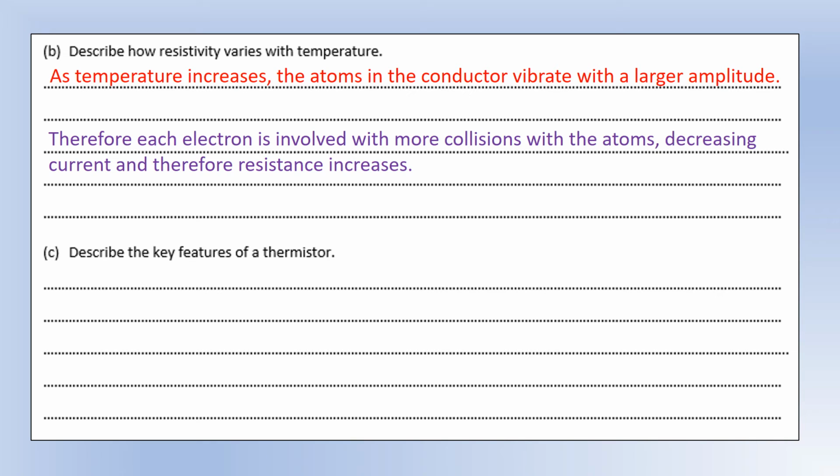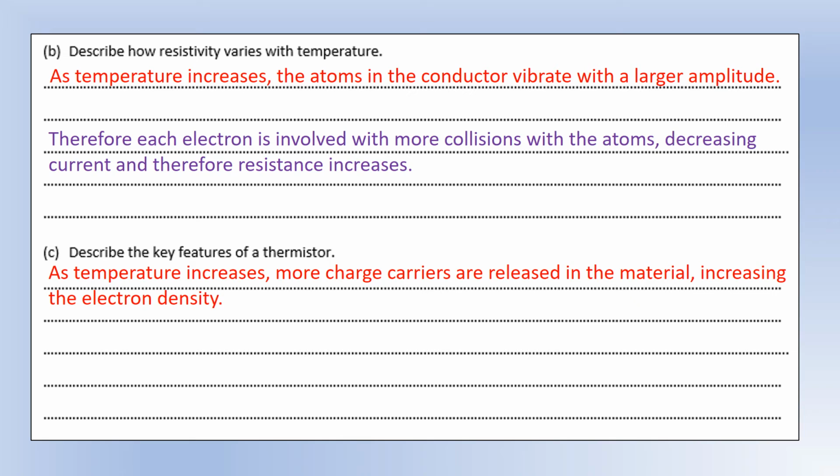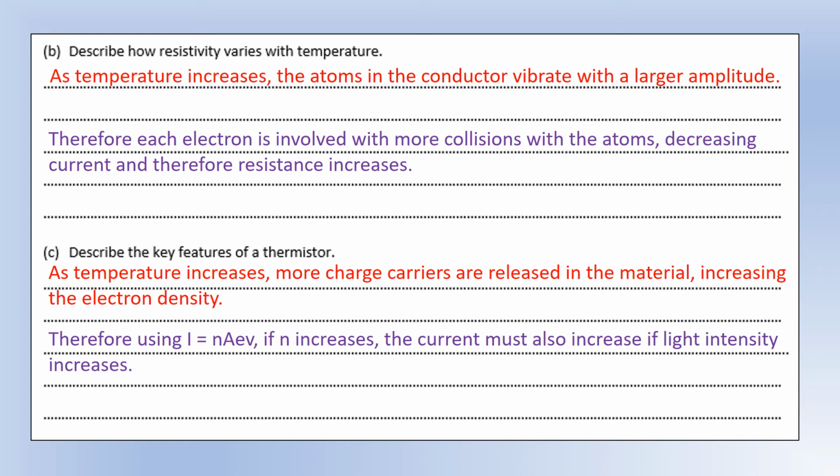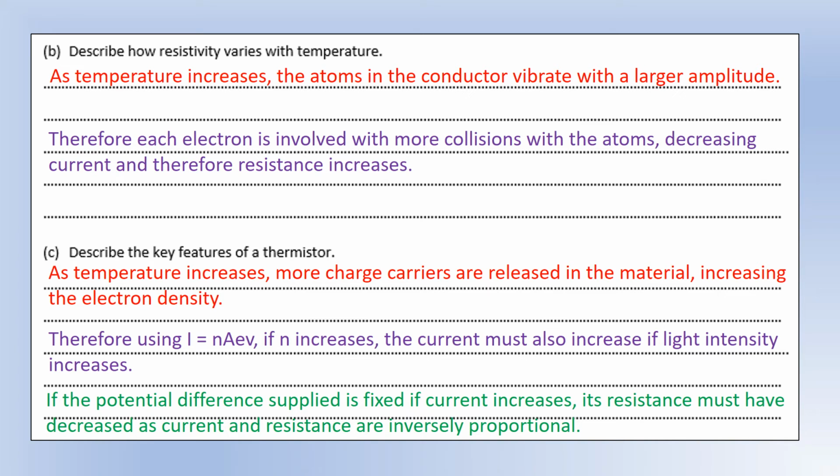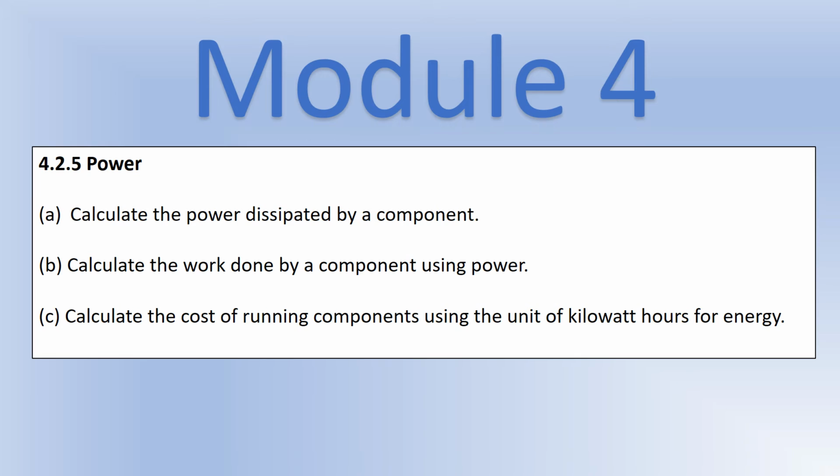So a thermistor is kind of the opposite. As temperature increases, you actually release more charge carriers in the material and increase the electron density. And then that means the current gets bigger, and that means the resistance is decreased. So a thermistor is a really special kind of device because for most components, their resistance increases with temperature. A thermistor, it decreases.